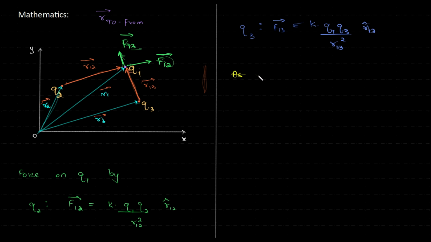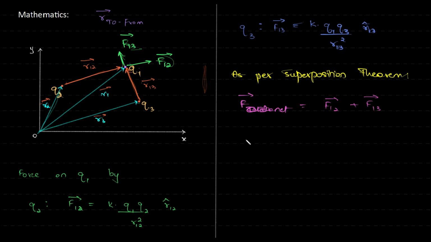Now, as per the superposition theorem, what do we have? We have F total, or F net actually. Again, I can't erase this, so I'm going to scratch it. F12 plus F13. That's all.